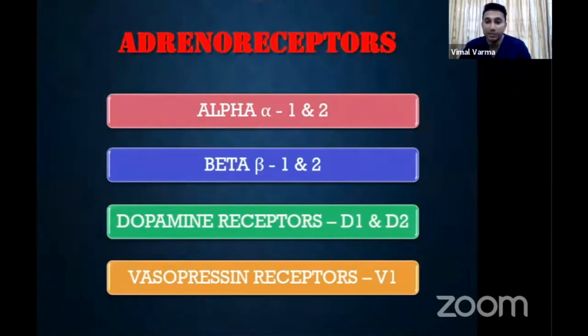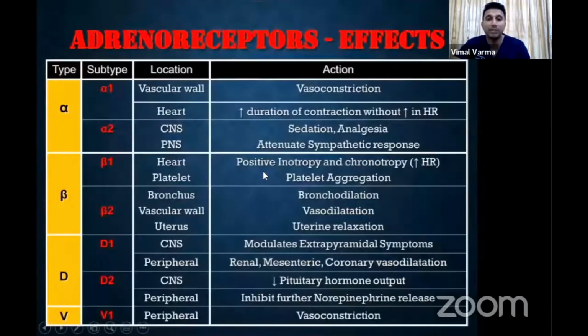So what are the adrenoreceptors that we are concerned about? It is alpha receptors, which is alpha 1 and alpha 2, beta receptors, beta 1 and beta 2, dopamine receptors, D1 and D2, and vasopressin receptors, V1. This is not a physiology class, so I'm not going to go into very detailed actions as in how G protein coupled receptors function to cause the effects using these receptors, but we will talk about the outcome when these receptors are stimulated. So this table shows the subtype of receptors, the location where they are present, and the outcome when they are stimulated.